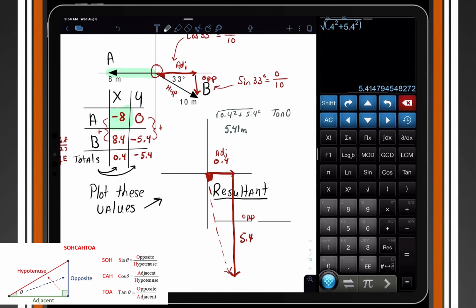So we're going to use tangent theta equals 5.4 divided by 0.4. All right, so we go with inverse tangent. 5.4 divided by 0.4 equals an 85.8 degree angle, and this would be south of east right here. So that would be your answer.